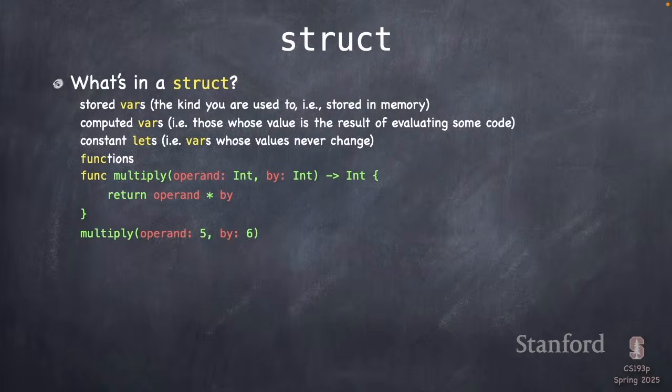But it makes sense for the caller. Multiply operand 5 by 6. That's exactly what we say, right? Multiply 5 by 6. So it makes sense. And then on the caller side, it's a little weird because it says multiply operand colon 5. Do we really need the word operand colon right there? Really what I want to say is multiply 5 by 6.